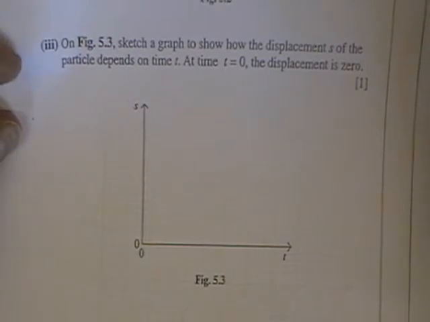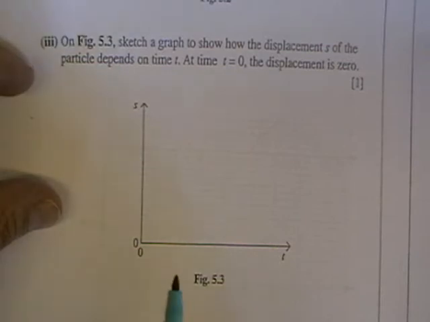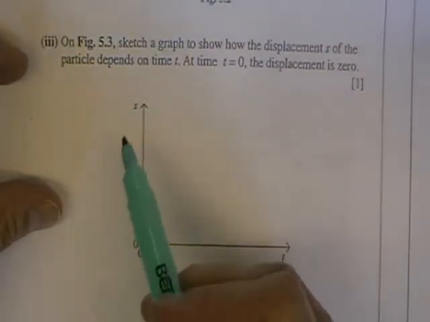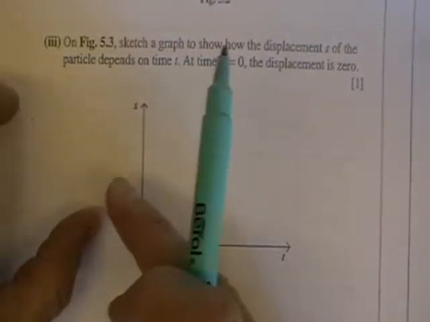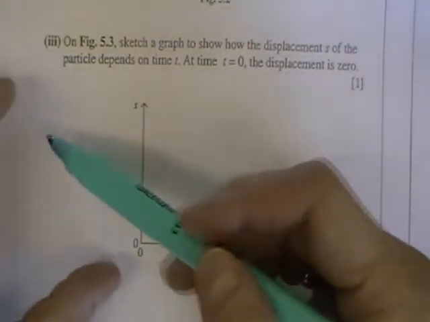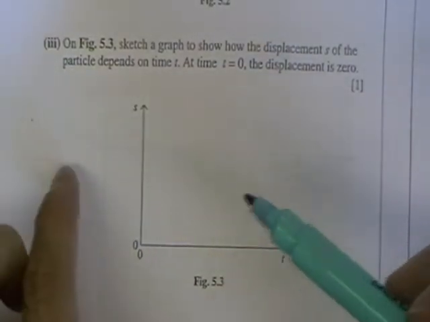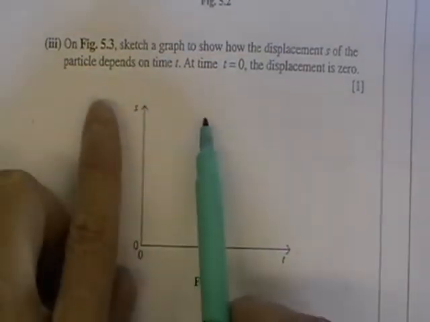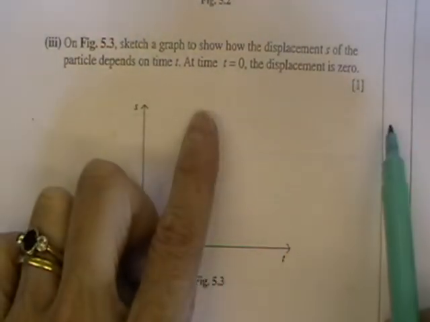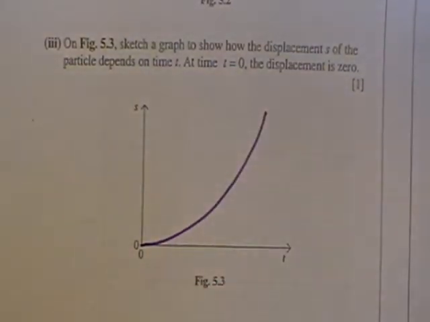On figure 5.3, sketch a graph to show how the displacement s of the particle depends on time t. At time t equals 0, the displacement is 0, so you're going to start at 0 here. Now, if you have a constant acceleration, then after 1 second your velocity will have increased by a certain amount, and after 2 seconds will have increased by the same amount, and so on. But that means in each second the distance that the object travels will be a little bit further. So it will travel a small distance in the first second, but in the second second it will be larger, and the third second it will be larger again. And so your graph is a curve like that, and it's an upward curve.